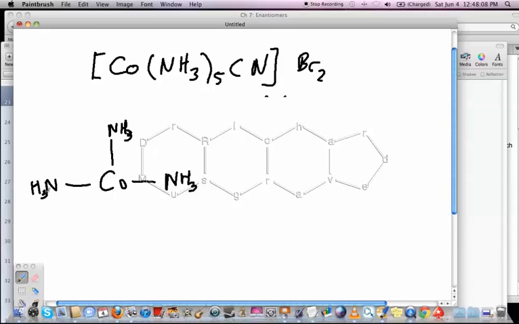Now the order of these doesn't really matter so much. It will in other compounds, but not this one. So there's my 5 NH3s, and I'll have the CN sticking down here like this. Now what I've tried to do here is show the 3 NH3s and the CN. These are all in the plane of the screen. This NH3 is sticking back and this NH3 is sticking forward.